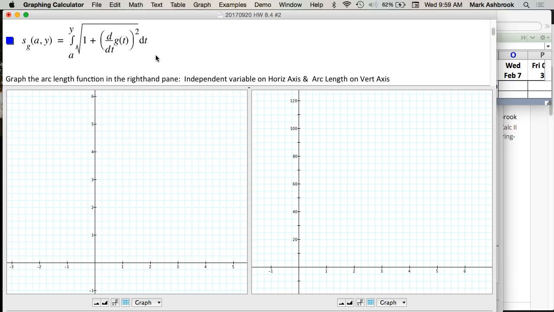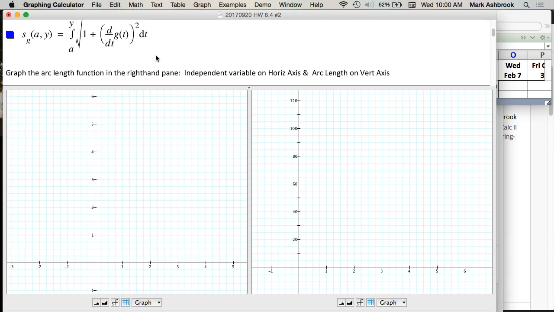Okay, next task. We want to graph the arc length function in the right-hand pane. Now here's the thing. I want to put the independent variable on the horizontal axis. What's the independent variable of our arc length? Y. So y values over here, I want to put on the horizontal axis. And then on the vertical axis, I want to put arc length. So as I'm looking across this axis here, what will these values mean?